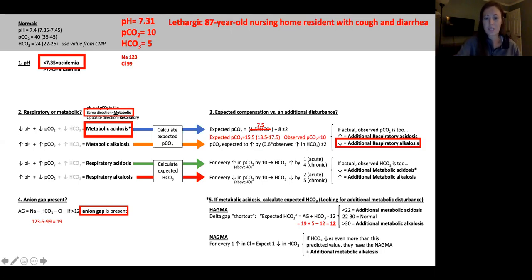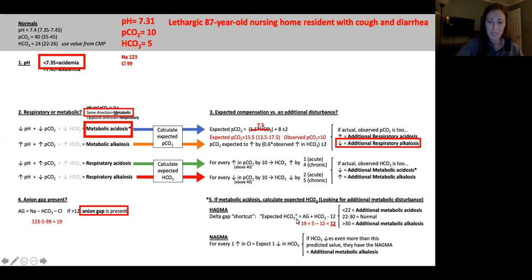And so we'll use this high gap equation, which is the delta gap. There's the delta gap shortcut that I know Dr. Rouse liked to teach. For that, we can calculate the expected bicarb as anion gap plus bicarb minus 12.